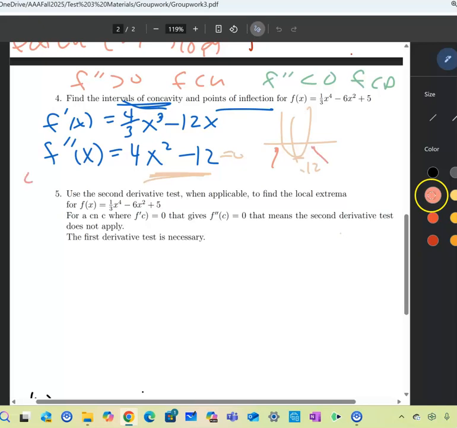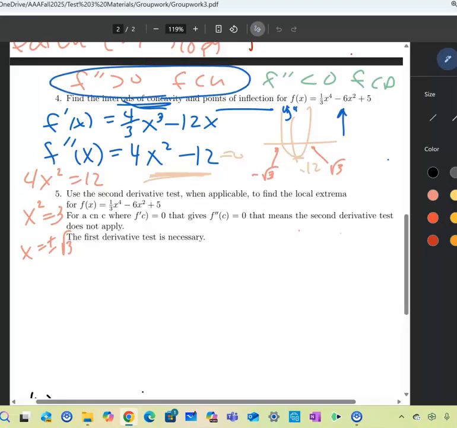I think I can set this equal to 0 and find out what those numbers are. If I set 4x squared minus 12 equals 0, I get x squared is 3, x is equal to plus or minus root 3. So that's what these two values are. I should label my graph, this is my y double prime. Where this graph is above the x-axis, that's where the function is concave up.